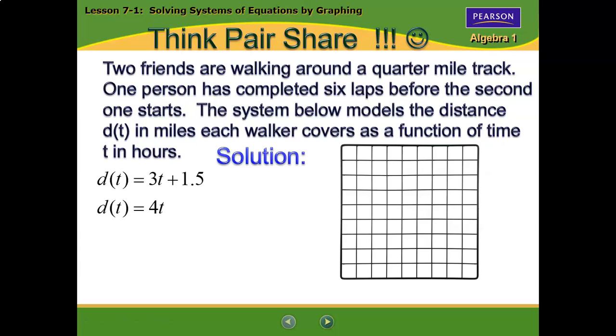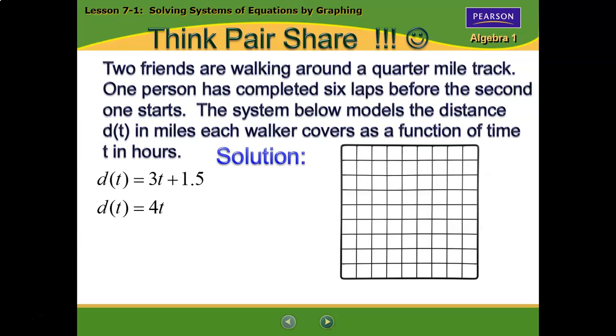So to determine, well, first of all, let's analyze the situation. We can see that that second person is walking at a rate of 4 miles per hour compared to the first person, 3 miles per hour. Well, if this person is walking faster, even though he started later, if they walk long enough, eventually this person is going to catch up to the distance walked by the first person. Okay, so to solve this system, to see how many miles they would have walked before their distances are equal, we need to graph them.